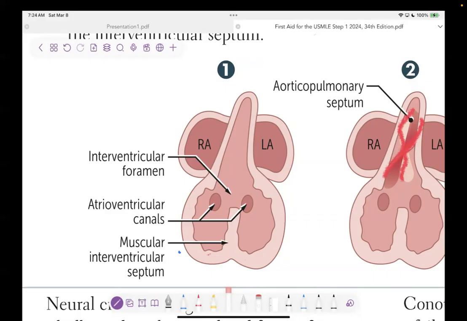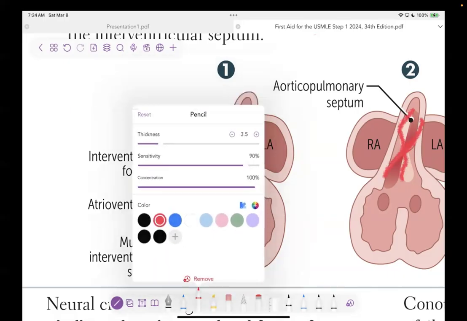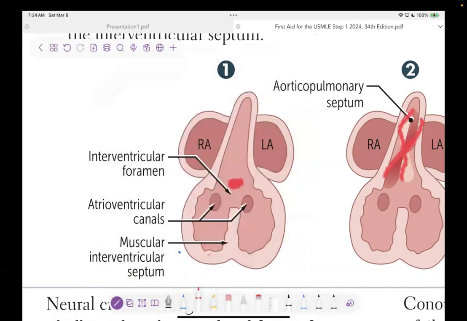I'm going to explain it next day. That is transposition. That is not overriding. Whenever we say overriding, it means that aorta is taking more than it should take, right? Again, what does overriding mean, please?